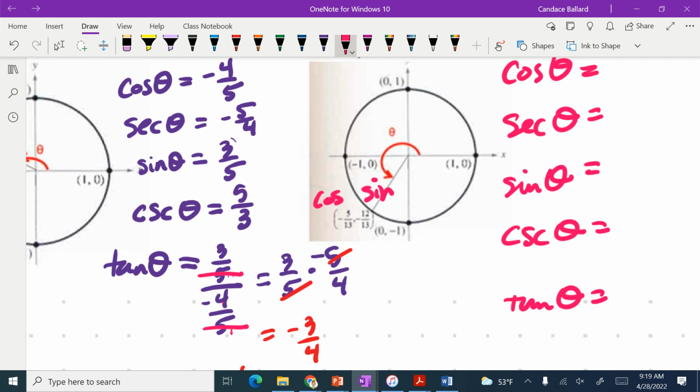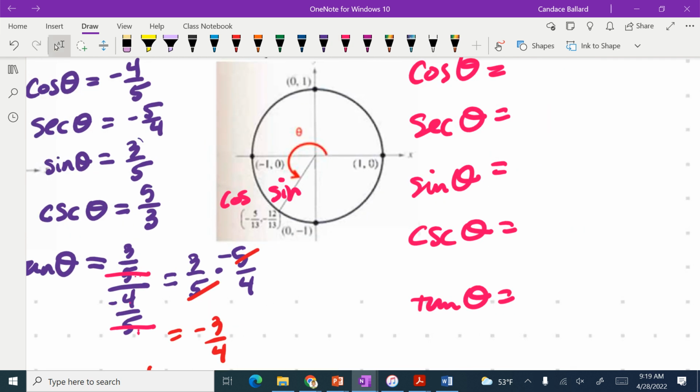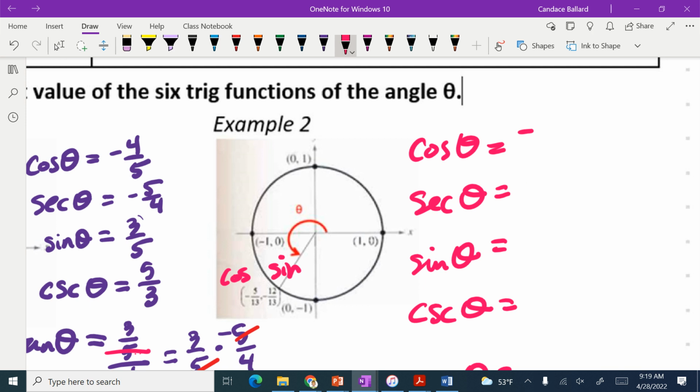Okay. What was the cosine? -5/13. So what does that make secant, everybody? Good. What about sine? Okay, I want to hear everybody, not just Robert. What's the sine? What did everybody put? Okay. Check it with your neighbors. Compare what you got with your table partners.